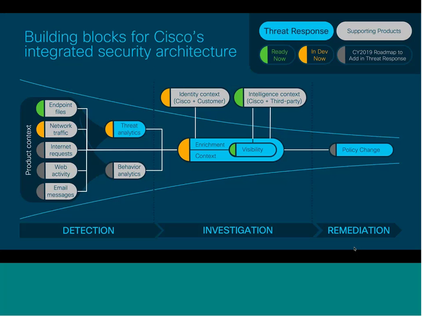Yes. Okay. Got it. So I'm going to highlight the building blocks that make these elements work together. You can have product context, and that's endpoint, network traffic, internet requests, web activity, email messages. Right now, we've got endpoint integrated. We've got the ability to correlate who inside your organization did a certain DNS lookup for a known domain that we want to investigate. And we've also got the capability to search through email.